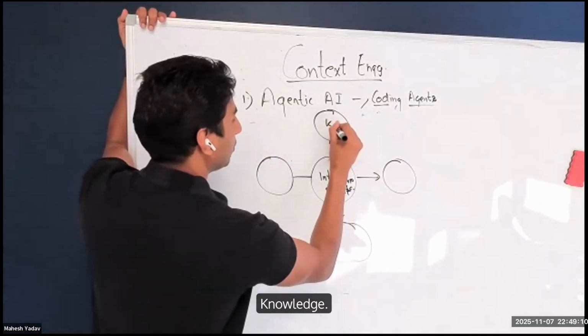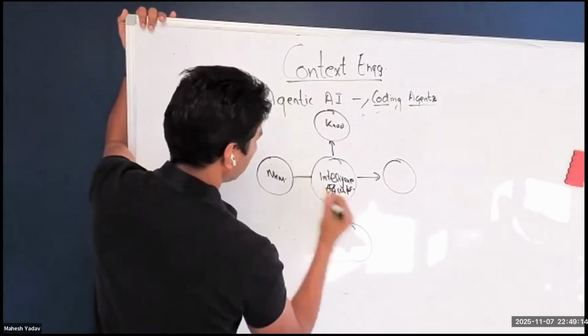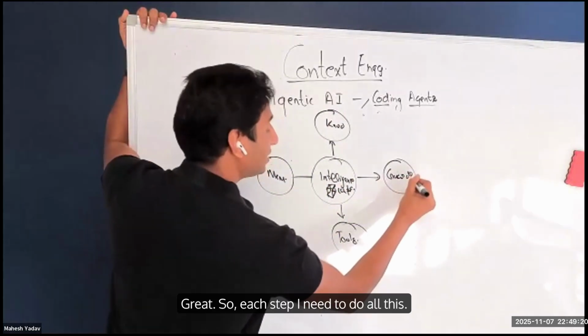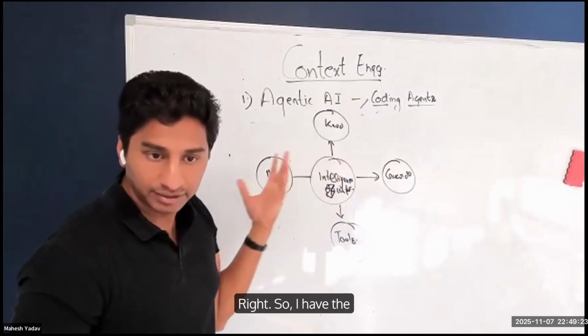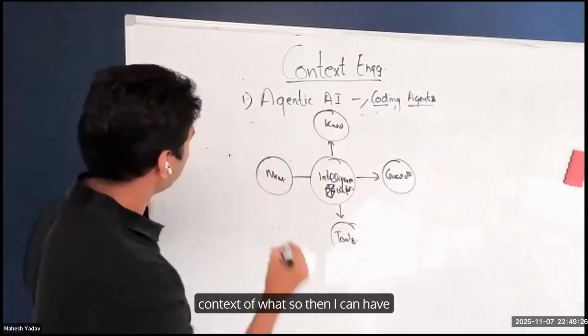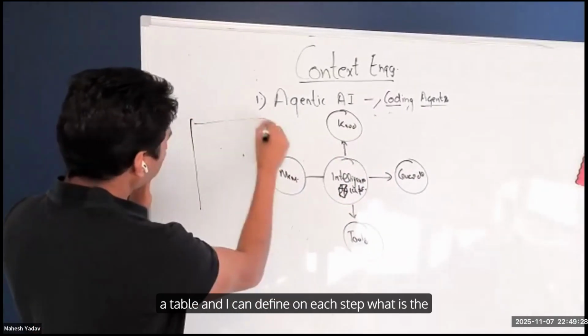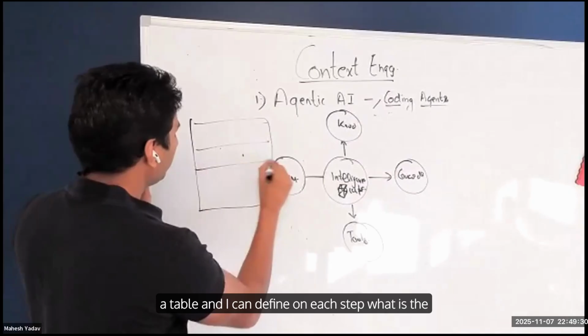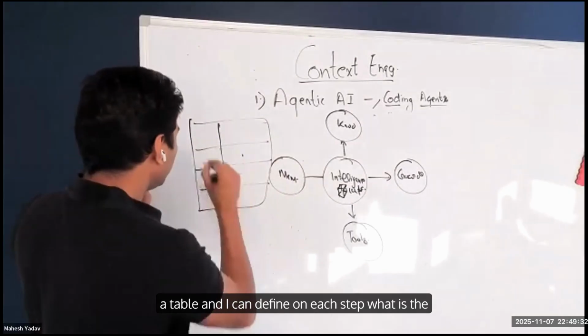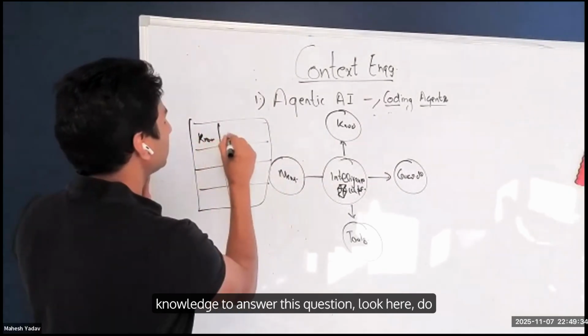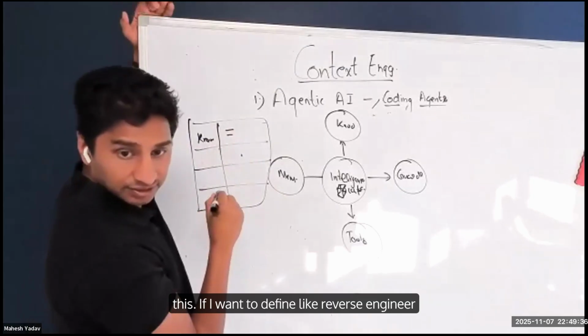Knowledge, memory, signal, tools. Great. So each step I need to do all this, right? So then I can have a table and I can define on each step what is the knowledge to answer this question. Look here, do this.